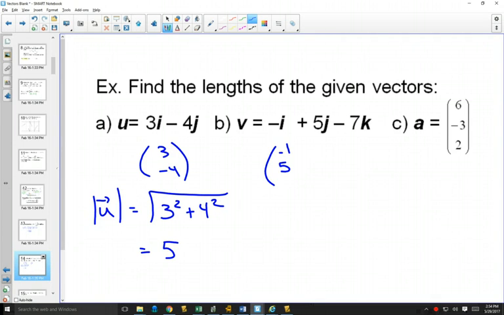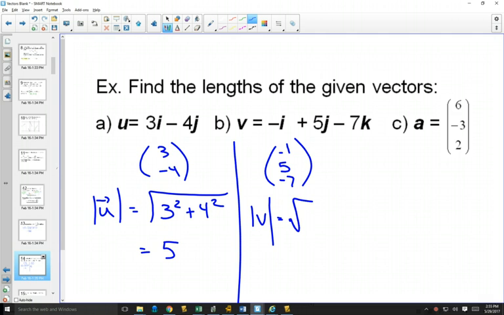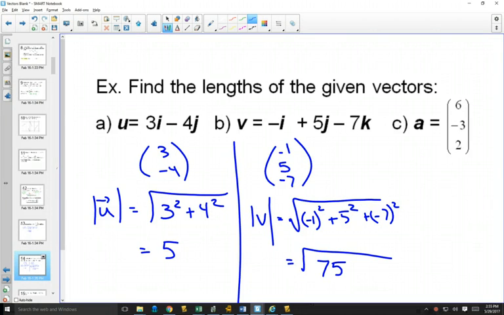Here we've got -1, 5, and -7. So the magnitude of v would be the square root of (-1) squared plus 5 squared plus (-7) squared. Notice that when you have negatives and you're showing your work, they need to be in brackets for that -1 to show that it's being squared. This is going to be 1 plus 25 is 26, plus 49. Square root of 75. Not that exciting.